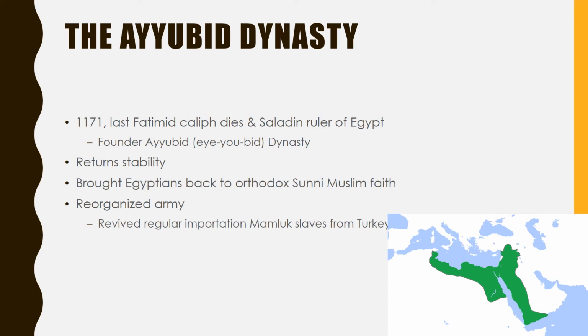This dynasty is going to return the government of Egypt to stability and prosperity, and it's also going to bring the Egyptians back to a more orthodox Sunni Muslim faith. He reorganized the army. He revived the regular importation of Mamluk slaves from Turkey as well to try to bolster the army in Egypt.